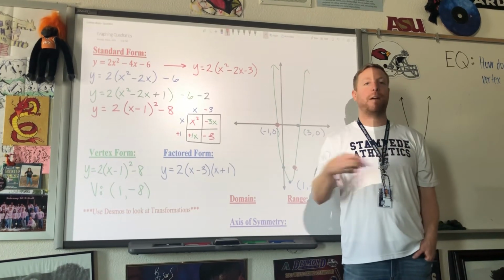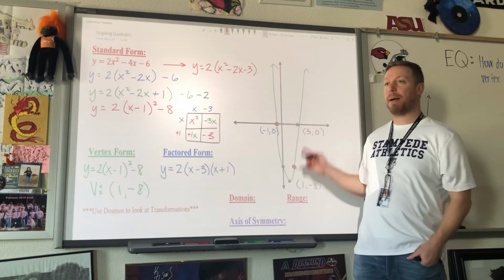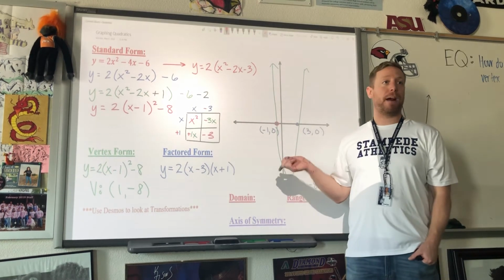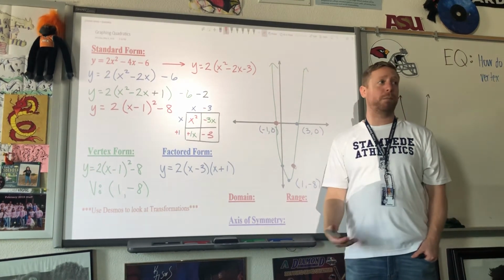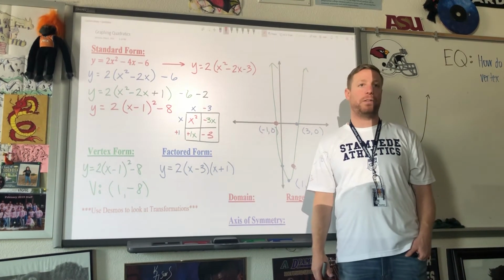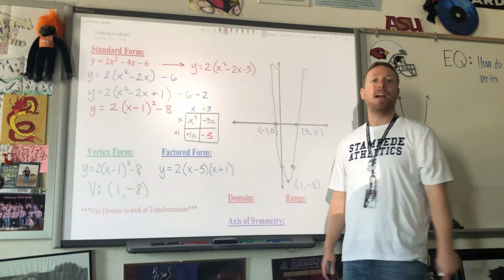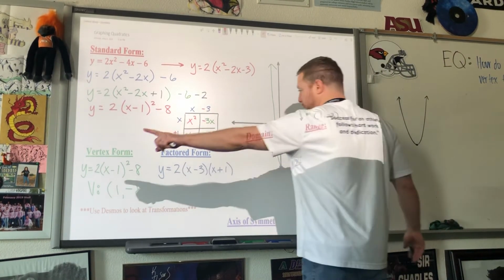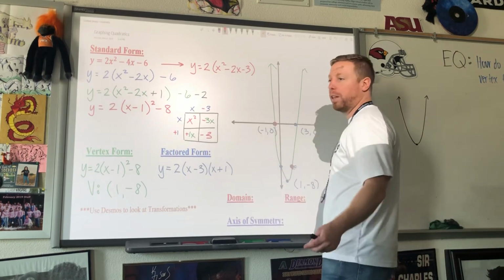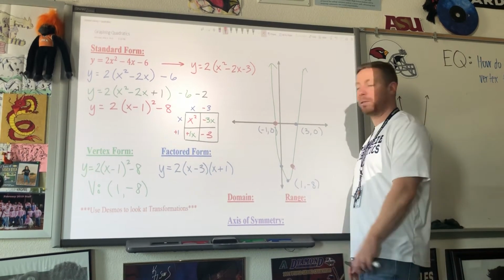Domain is us writing down all of the x's that are on this parabola. However, this parabola has infinite points, which would mean we're writing down infinite x's, and we don't want to do that. So instead, we're just going to write all the x's from the furthest one to the left to the furthest one on the right, and everything in between, all infinity in between.